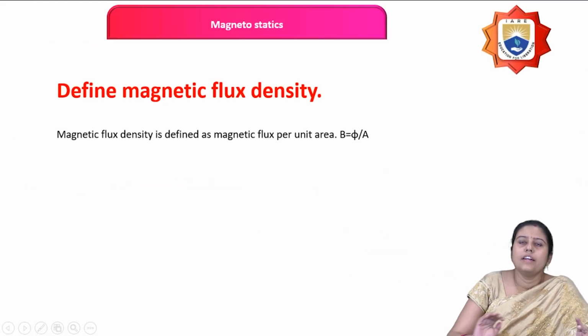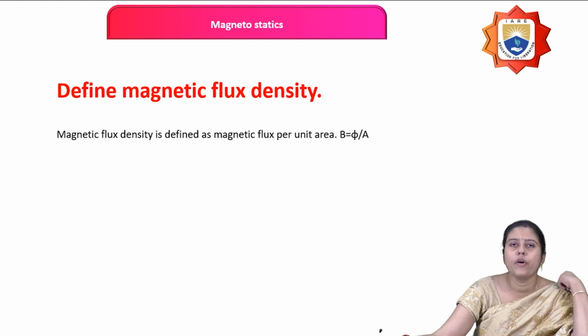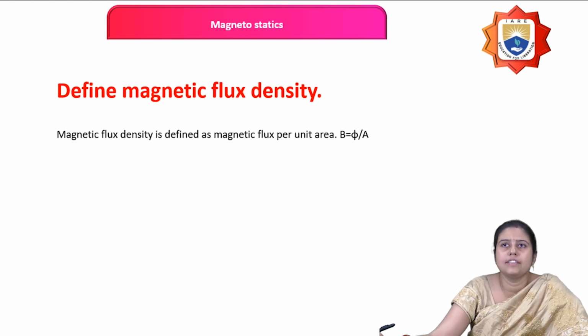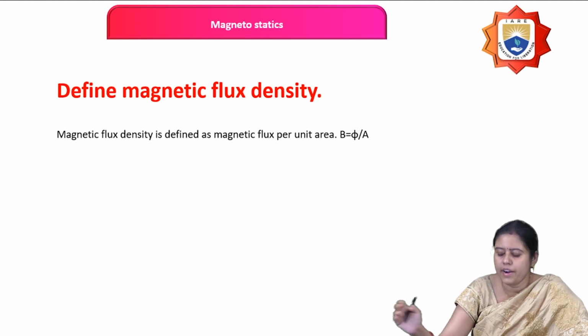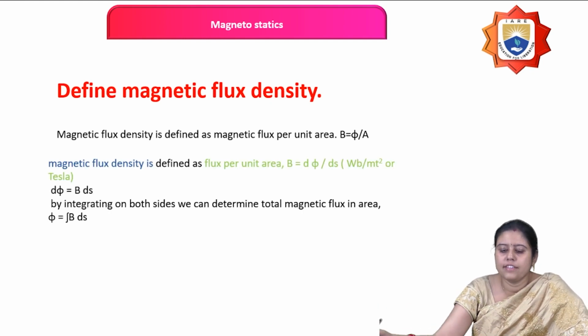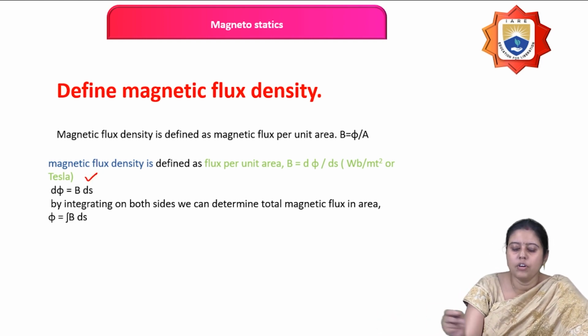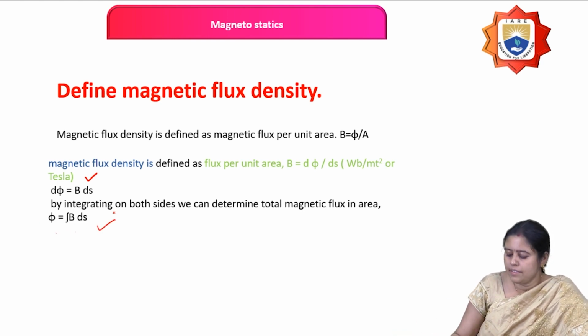Next, define the magnetic flux density. Whenever a current flows through a coil, there will be generation of magnetic flux, and the magnetic flux density can be defined as the magnetic flux per unit area. B is equal to d phi by ds. The unit of B is Weber per meter square, and in one word we can call it the Tesla. So what is d phi? d phi is equal to B ds, and phi is equal to the integration of B ds.